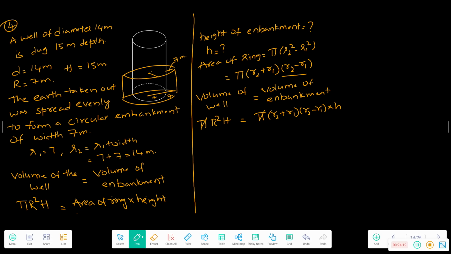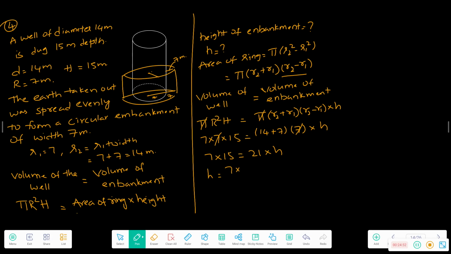So pi is cancelled. Here r is 7, capital R is 7, so 7 into 7 into h value 15 is equal to R2 plus R1, that is 14 plus 7, into 14 minus 7, that is 7 only, into h. Here this 7 gets cancelled. So 7 into 15 is equal to 21 into h.